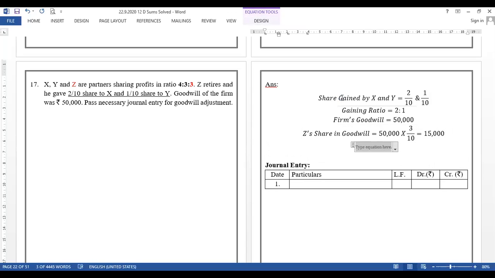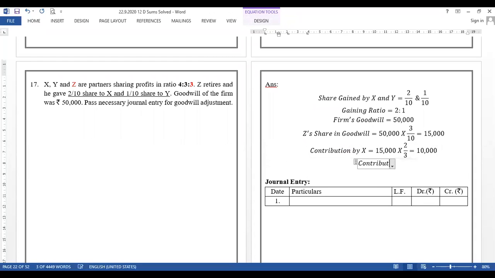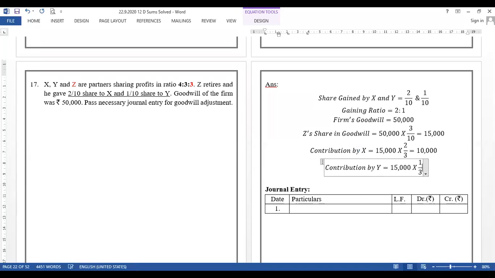Who will contribute? The gaining partners. Ratio is 2 ratio 1. So let us complete that part also. Contribution by X will be equal to 15,000 into the gaining ratio 2 ratio 1, so 2 by 3. That will be 10,000. In the same way, contribution by Y will be equal to 15,000 into 1 by 3, which is rupees 5,000.